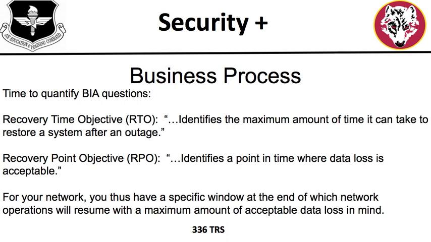So, quantifying the RTO and the RPO, you can see there RTO is fairly straightforward. It identifies the maximum amount of time it can take to restore a system after an outage. This is what the business or your organization is saying: this is the maximum amount of time we can afford to be down. And then the RPO is determining the worst case scenario for the amount of data they can lose. So you thus have a specific window at the end of which network operations will resume, and a maximum amount of acceptable data loss in mind.